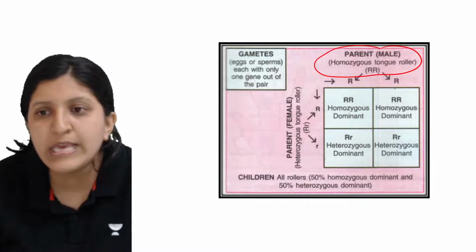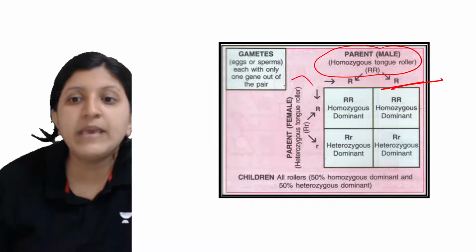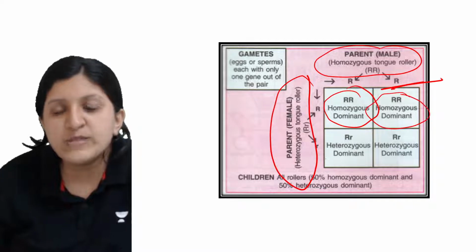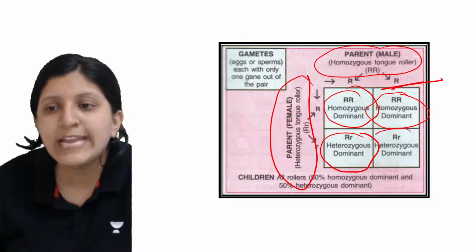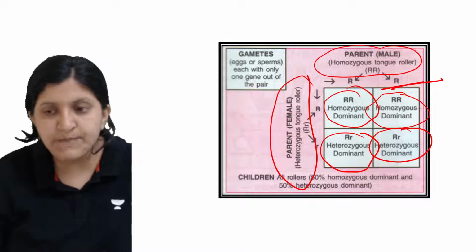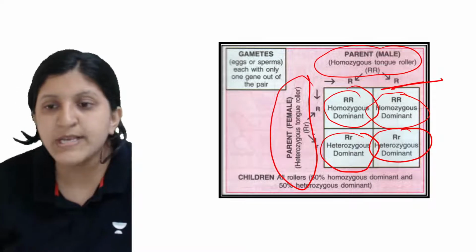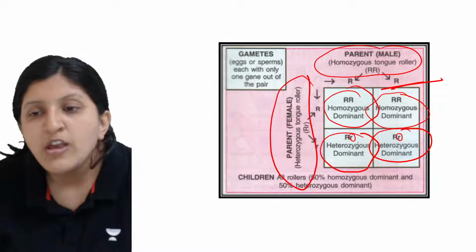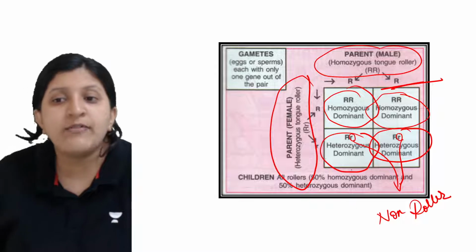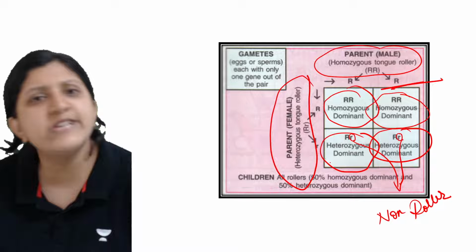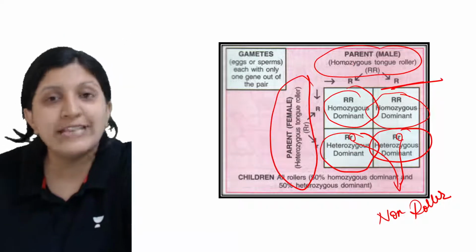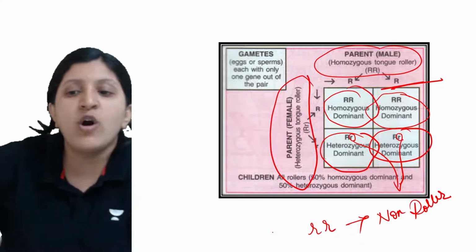The parent male is a homozygous roller. The female is a heterozygous roller. In that case, you can find homozygous dominant and heterozygous dominant offspring, so all of them are rollers. They are dominant, which means they are expressing. Only when two recessive alleles come together, in a homozygous recessive condition like this, will the person be a non-roller. Otherwise, until a dominant gene expresses itself, they will all be rollers.